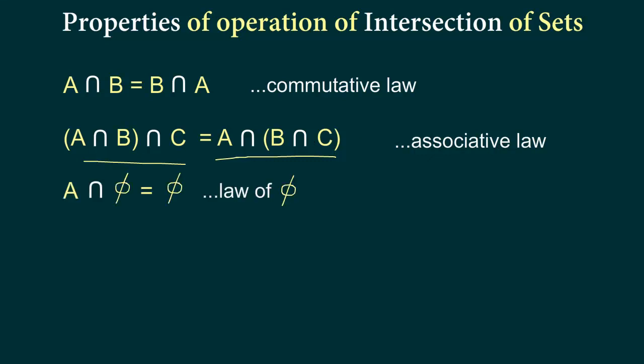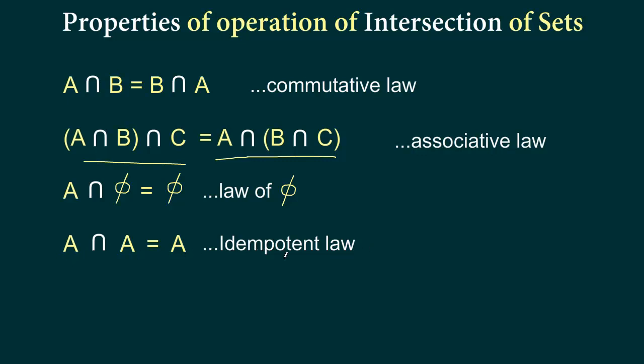Similarly, A intersection a null set will be equal to the null set. This is known as the law of phi. Let's move on. A intersection A is A. This is the idempotent law.